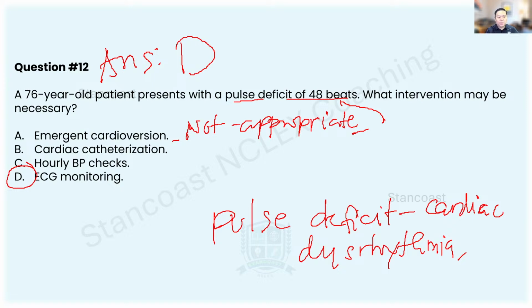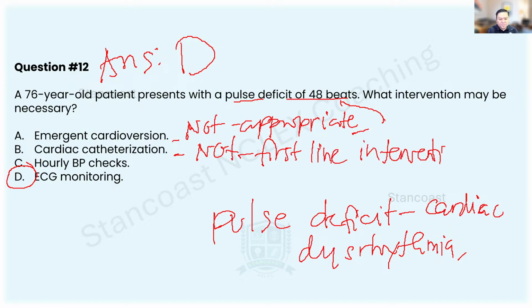Now, what about letter B? Cardiac catheterization. Do you think that this will benefit the patient? Well, we know that cardiac catheterization can give us better information, right, about the structure and function of the heart, but this is not going to be the first line of checking the pulse deficit. Not a first line intervention to check for pulse deficit.